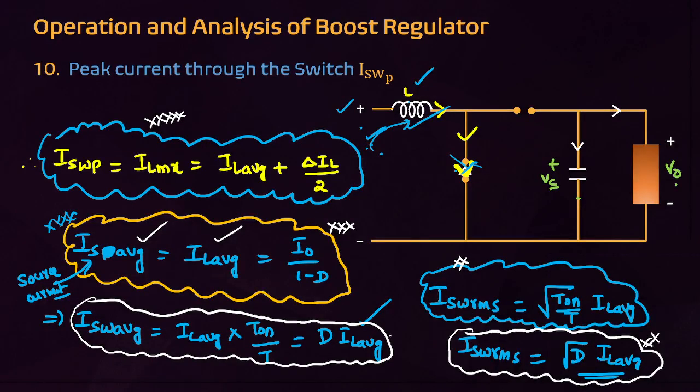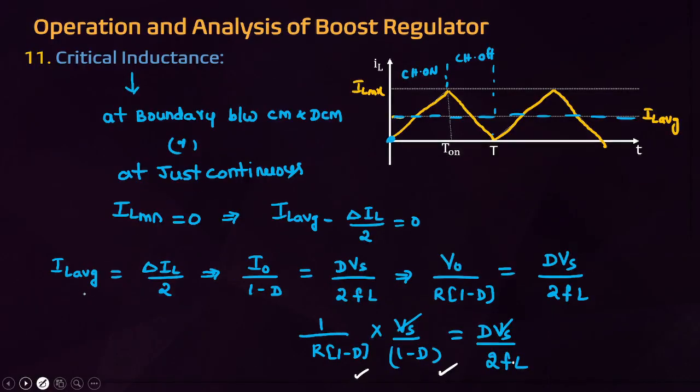This is the average switch current. This is the RMS switch current. This is root D into IL RMS. That's why you have to use IL RMS, not IL average. Because in RMS calculation you have to use the RMS value, and in average calculation you have to use the average value. IL RMS formula is already given.